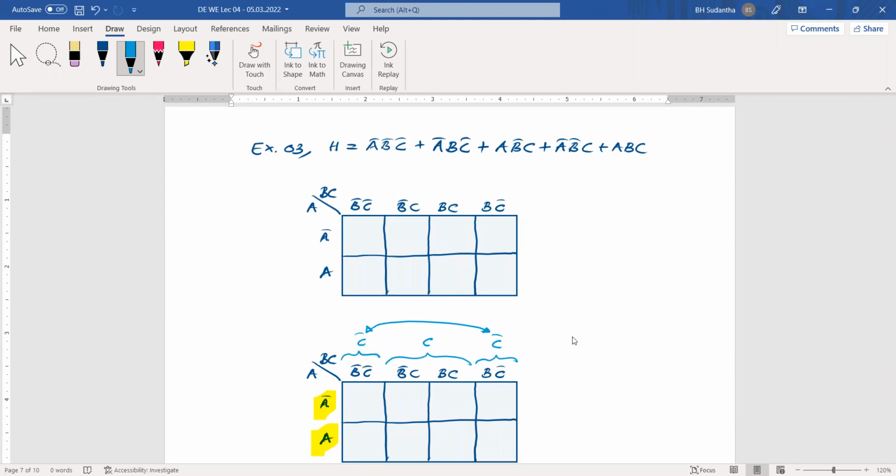Okay, then how can we minimize this one? Shall we mark this one first? A bar, B bar, C bar is this. A bar, B, C bar is this. A, B bar, C. Then A bar, B bar, C, A, B, C.